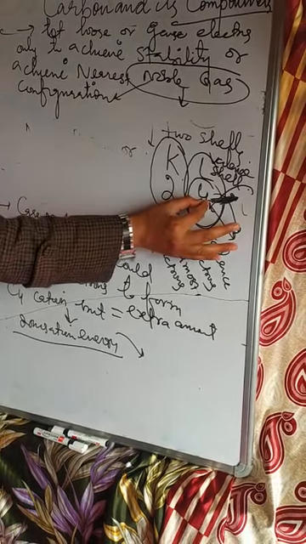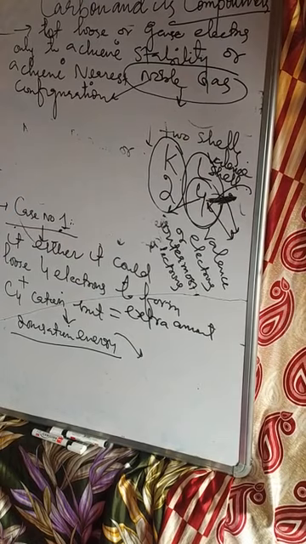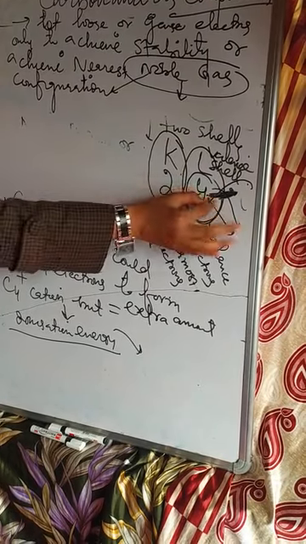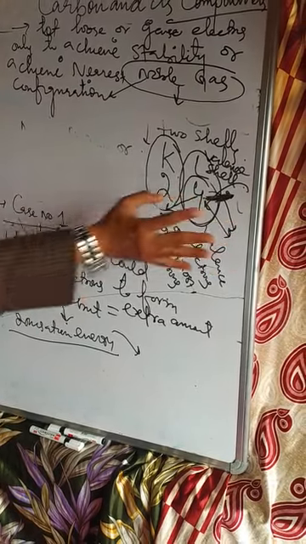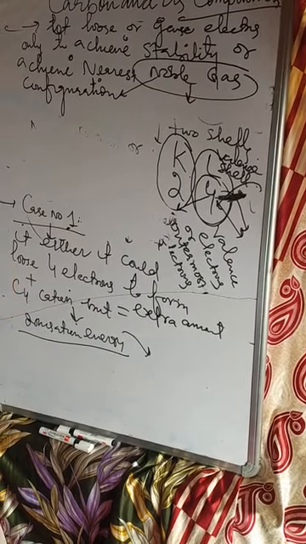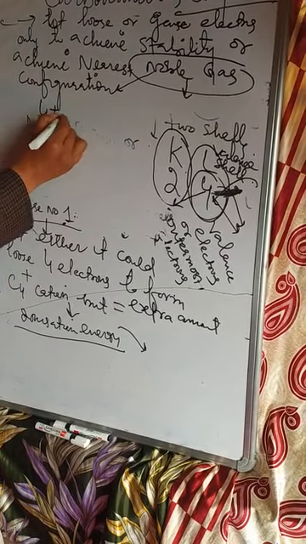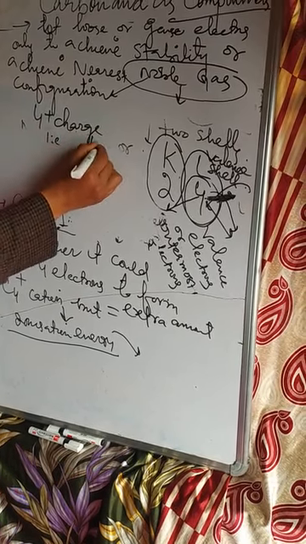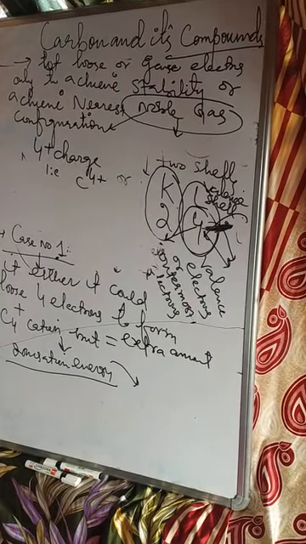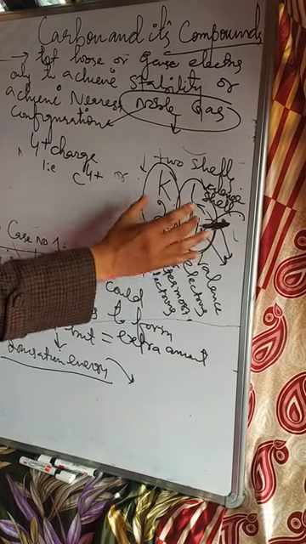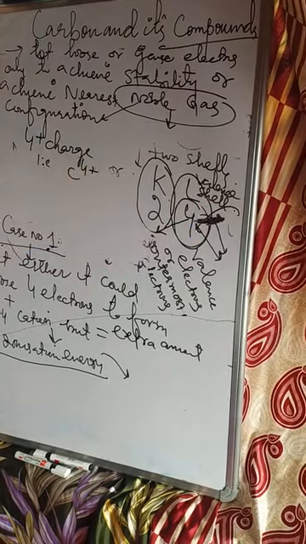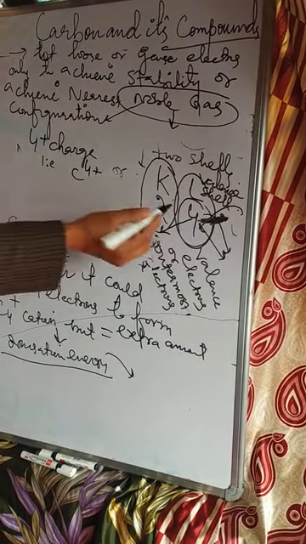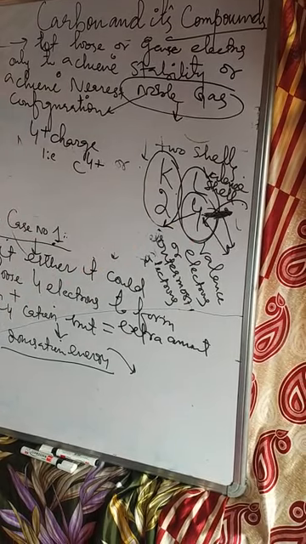Carbon is having 4 electrons in its valence shell. The first case is that it could lose its 4 electrons. The moment it loses its 4 electrons, it will gain a 4 positive charge. That is C4 positive. But it needs a large amount of ionization energy to knock out these valence electrons from the last shell of the carbon.